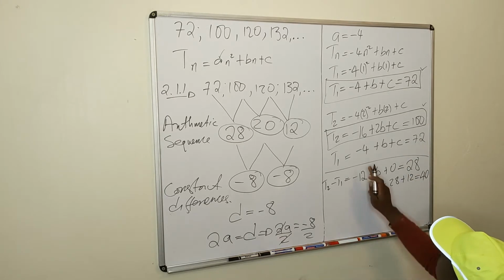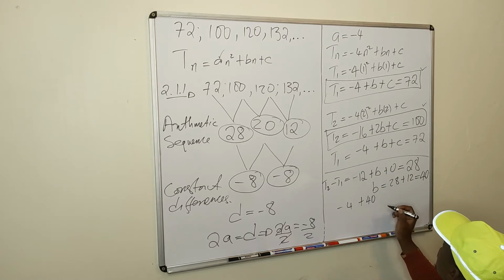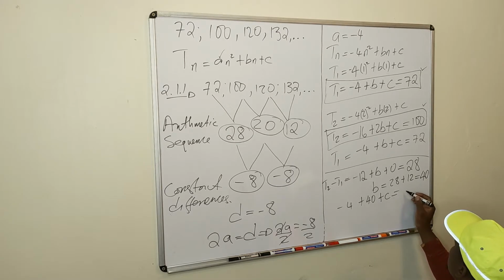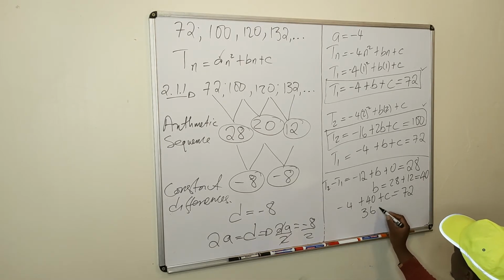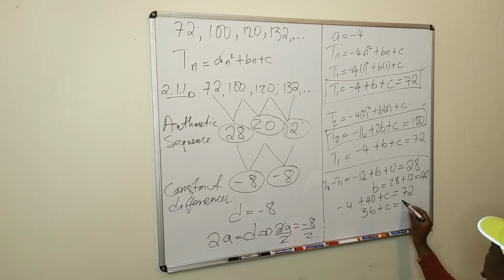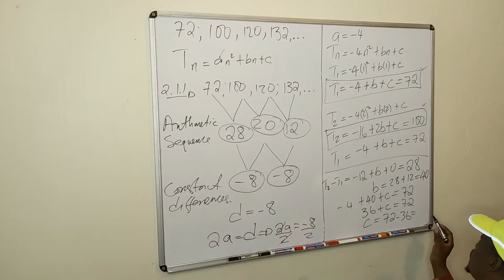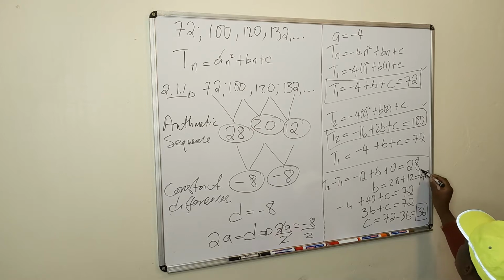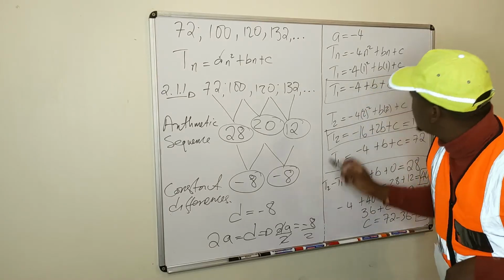But let's use this one. This one is much simpler. So minus 4 plus B, B is 40, plus C is equal to 72. Right? So this and this, they make 36. Plus C is equal to 72. Then you transpose the 36, so you have C equal to 72 minus 36, which is equal to 36. So you have your C, you have your B, and you have your A somewhere here.